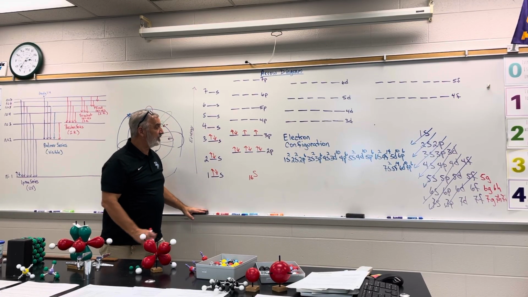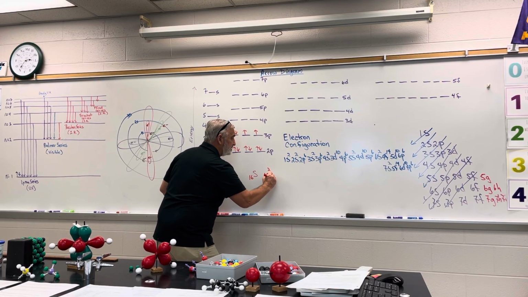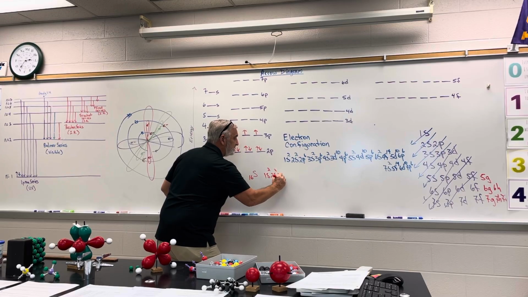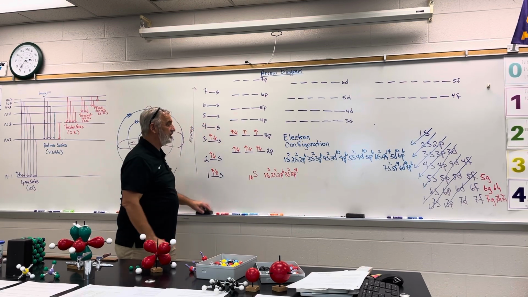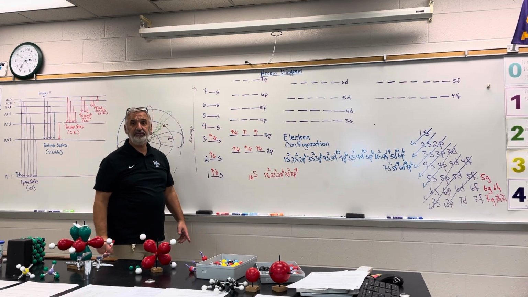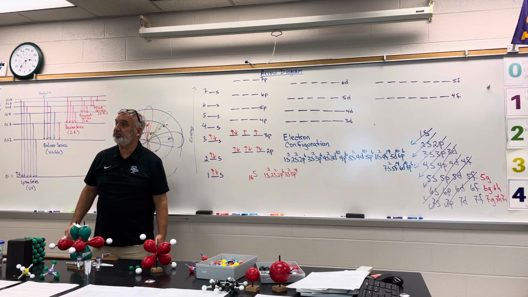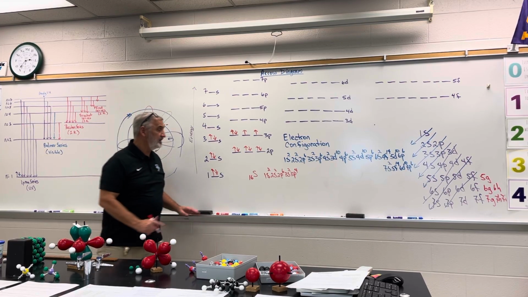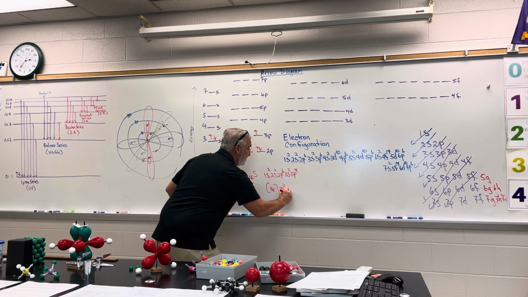Okay? So when I do electron configuration, I'm going to say 1s2, 2s2, 2p6, 3s2, 3p4. And notice that's going to add up to 16. So what's the nearest noble gas on the previous row? Neon. So my noble gas configuration is going to be neon, 3s2, 3p4.